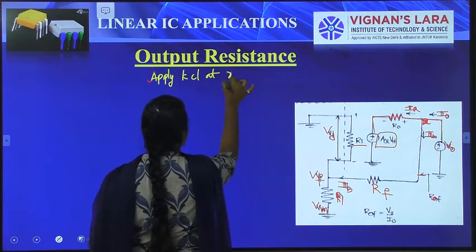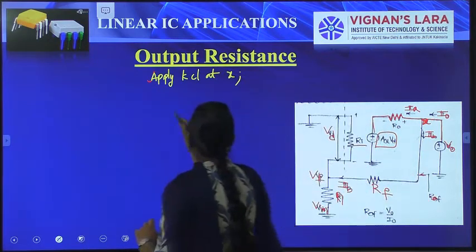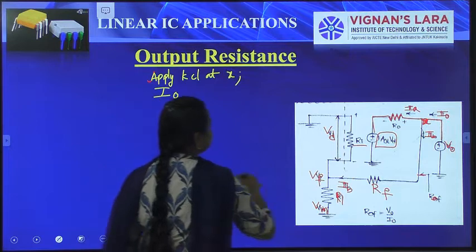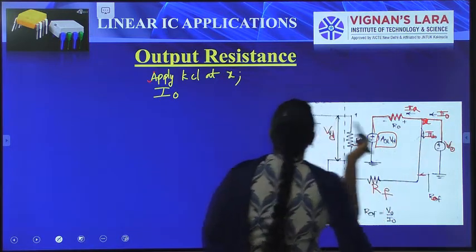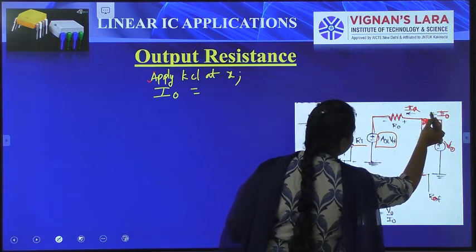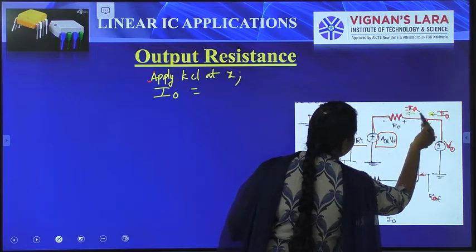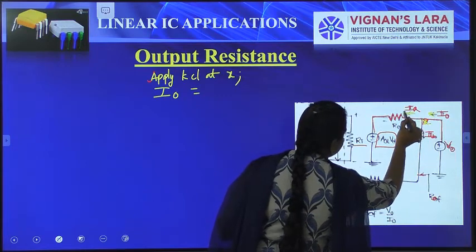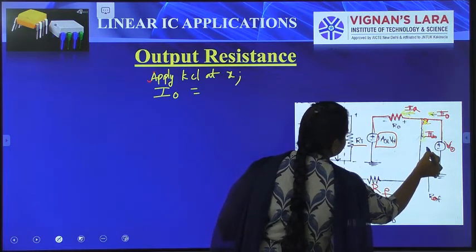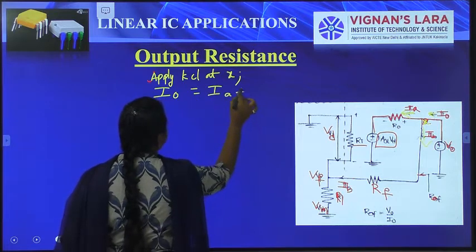Apply KCL at X. We can get I0 equals I0. This is the I0 now. So I0 is equal to the entering current, which is equal to the leaving current. The entering current is I0, and the leaving currents at this node X are IA and IB. So I0 is equal to IA plus IB.